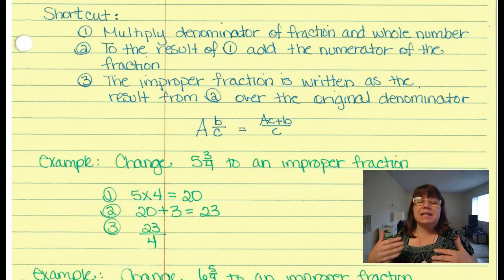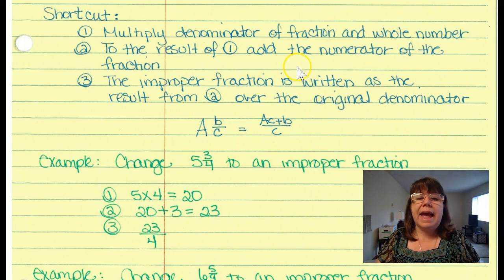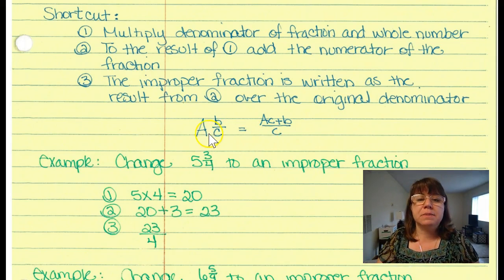Now that process takes a long time, and we have a shortcut. We have a method that will allow us to convert mixed numbers to an improper fraction fairly quickly. What we're going to do is multiply the denominator of the fraction and the whole number. To that result, we're going to add the numerator. That is our new numerator for our improper fraction. Keep the denominator the same. The numerator becomes the whole number times our denominator plus our numerator.